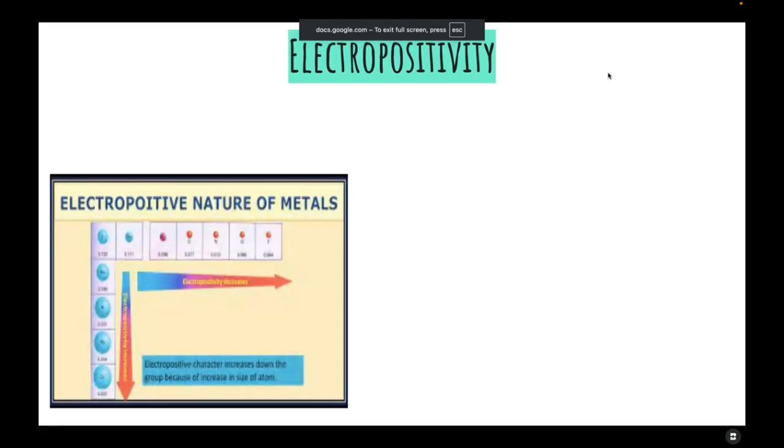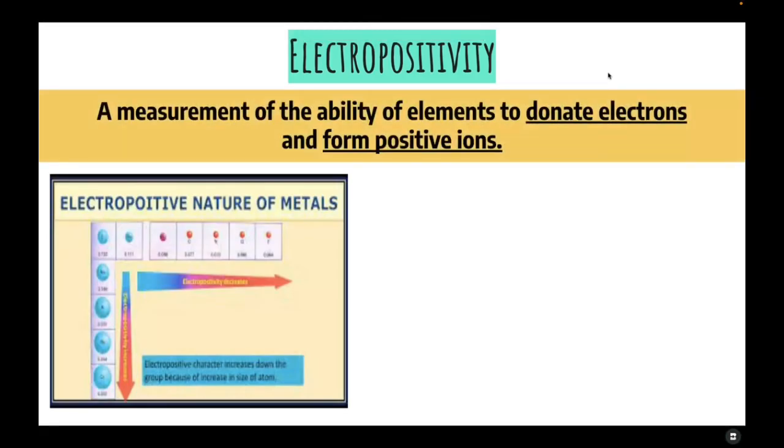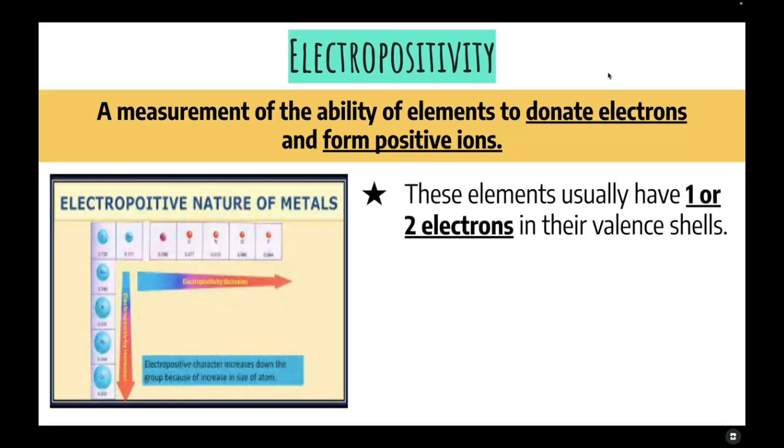All right, sorry I got cut off, but we're going to move on to electropositivity, and this is the measurement of the ability of elements to donate electrons and form positive ions. And so these elements usually have 1 or 2 electrons in their valence shell. And so remember, this is the complete opposite of electronegativity, because electronegativity wants to attract these electrons.